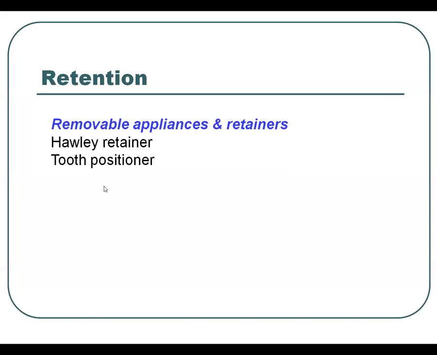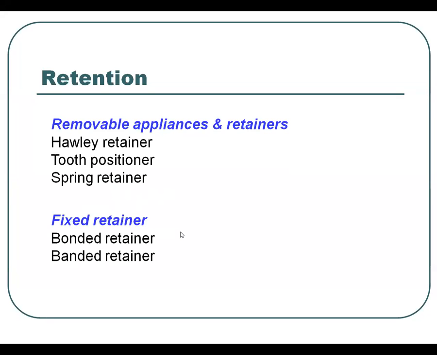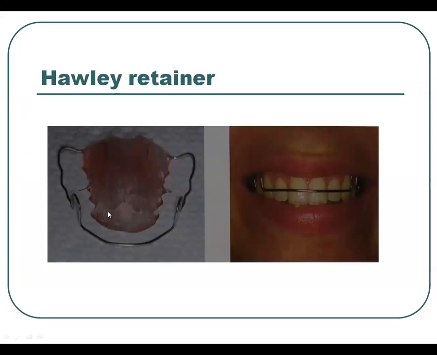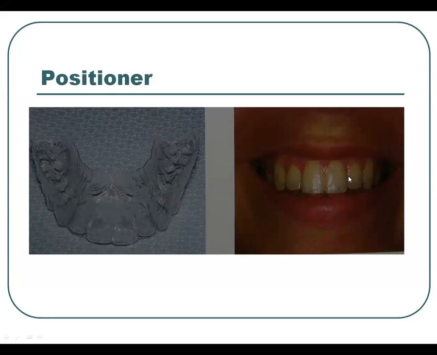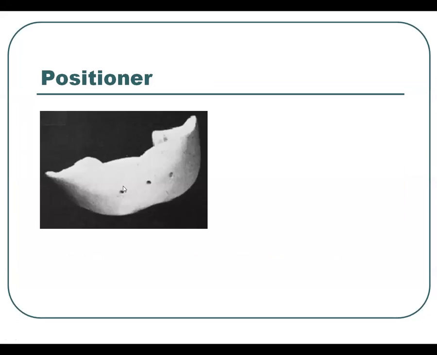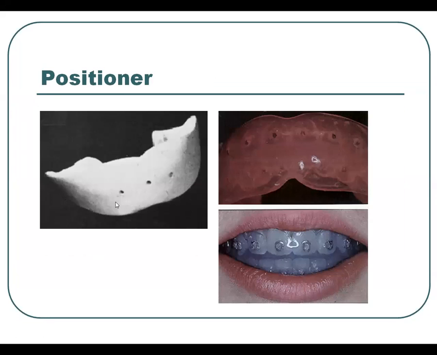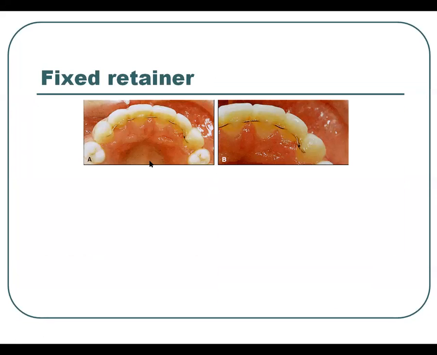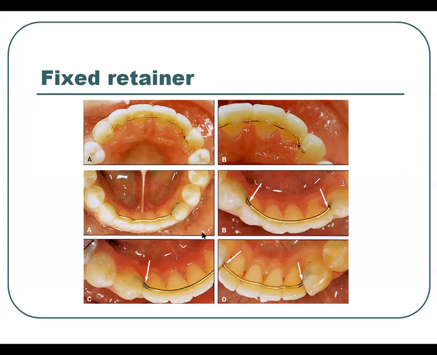Removable options include Hawley retainers, tooth positioners, and spring retainers. Fixed retainers may be bonded or banded. These are the Hawley retainers that can be given after the orthodontic treatment. These are the positioners, also called aligners, the acrylic aligners. The fixed retainer can be given lingually or labially. You can see these are the retainers after correcting the crowding or spacing.